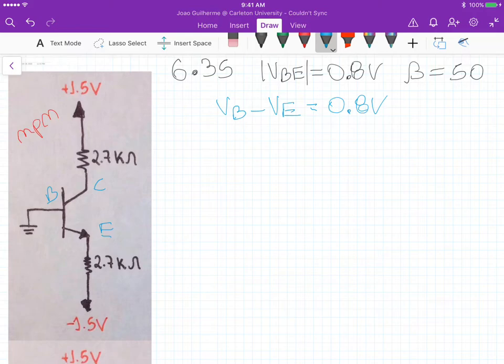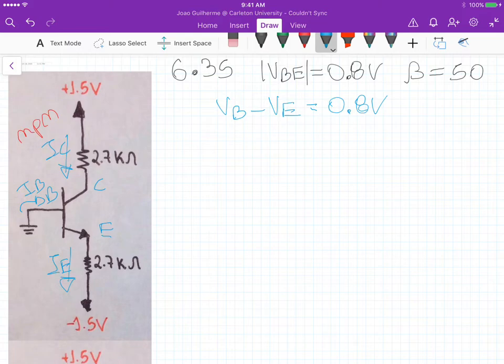And in this problem we need to define all the currents, so we need to find out IC here, IE here, and the base current here, IB. And the voltages at the base, collector, and emitter, so VC, VE, and VB.